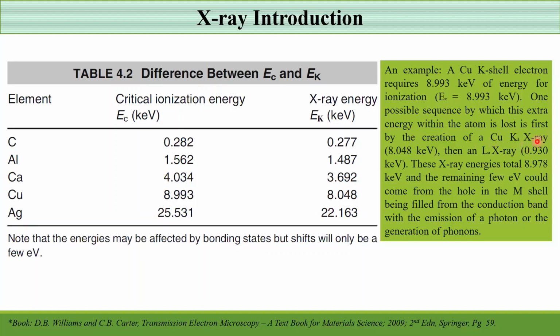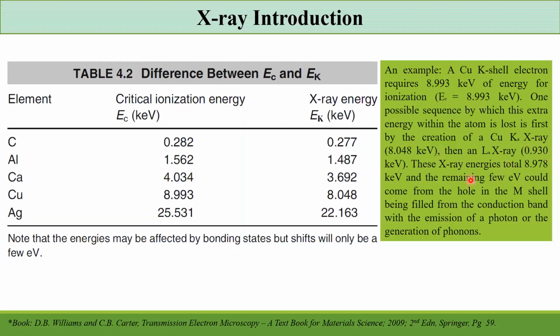The X-ray is emitted. For that, it requires 8.048 keV. That's the X-ray energy. These X-ray energies in total, then the L X-ray energy is 0.930. That's from the L shell. So one is from the K shell, another is from the L shell.